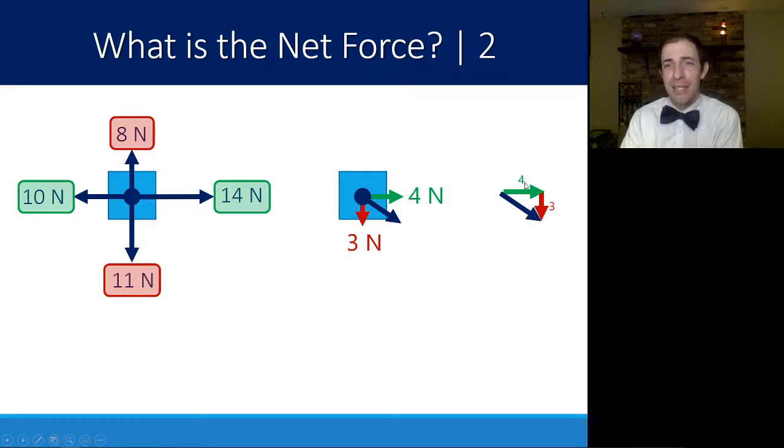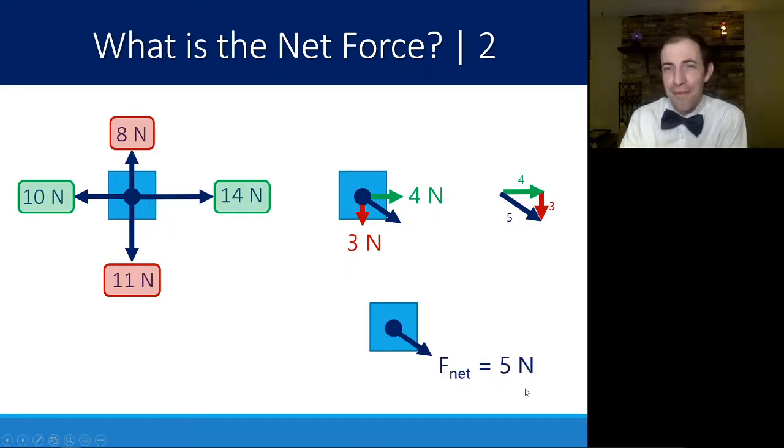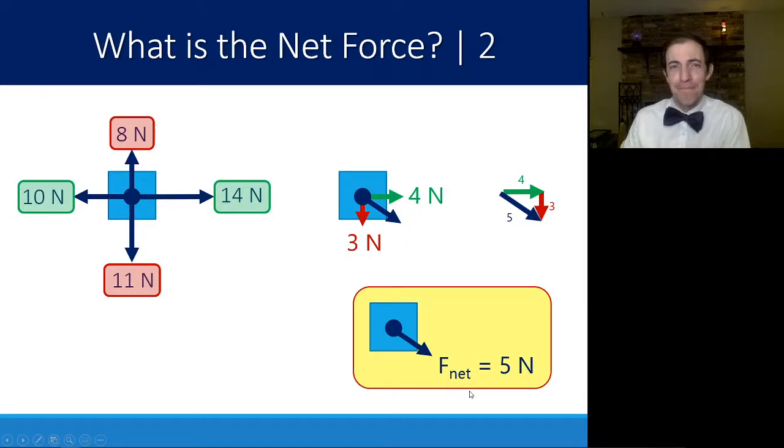And you can use Pythagorean theorem, a squared plus b squared equals c squared, or recognize that this is a Pythagorean triple. It's a 3, 4, 5 triangle. So this missing vector here is 5 newtons. So I can simplify this and just draw that vector alone. That is a net force of 5 newtons. So if we have remaining forces, both vertically and horizontally, we have to combine them in the form of a right triangle to find what we call the resultant vector.